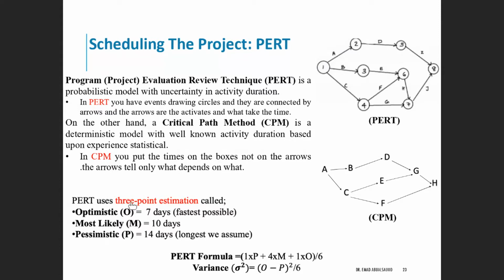PERT uses three-point estimation called optimistic, most likely, and pessimistic. The optimistic is the best time to finish the activity, in the best conditions expected for the activity to be completed. Say you have an activity, a report. In the best conditions, the report in the project will be finished in, let's say, 7 days. This is an example. So this is the fastest possible. Whereas the report in the most likely case takes, let's say, 10 days. In the worst conditions it will be 14 days. This is the longest it takes.